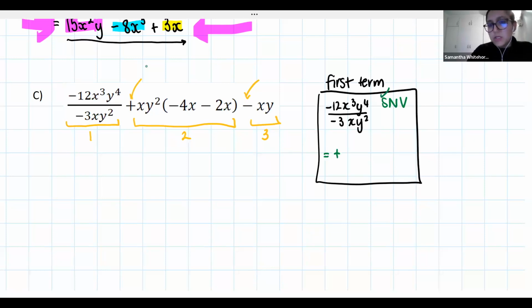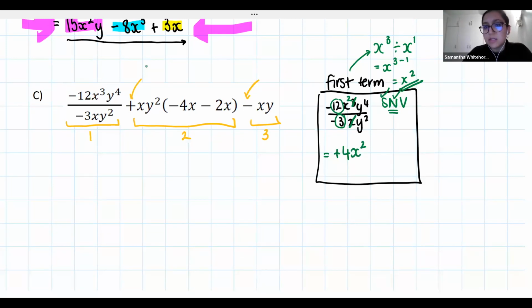That's my sign sorted. Numbers, so the coefficients. 12 divided by 3 is 4, numbers sorted. And now I go to the variables. Now remember, when you are dividing, so here we've got x cubed divided by x. When you're dividing with the same base, we subtract the exponents. So this would be x to the power 3 minus 1, which gives me x squared. If you don't really like that, you can cross cancel. So 1x at the bottom cancels with 1x at the top, leaving me with 2 x's. Either way, you are getting x squared as your simplified answer.